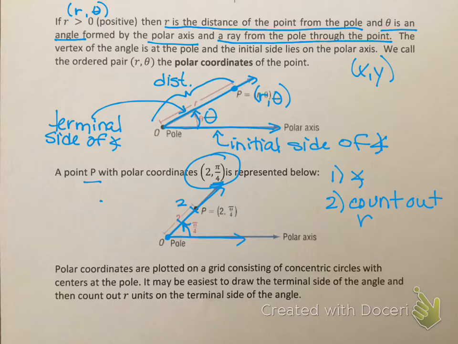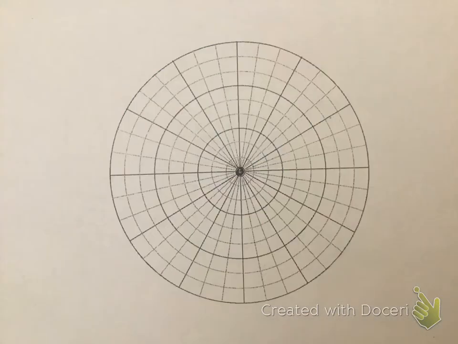Now, polar coordinates are not plotted on rectangular coordinate systems. They're plotted on a grid that has concentric circles, and every concentric circle has the pole as its center. And again, as I mentioned, it's easiest for most students to draw the terminal side of the angle and then count out the number of units.